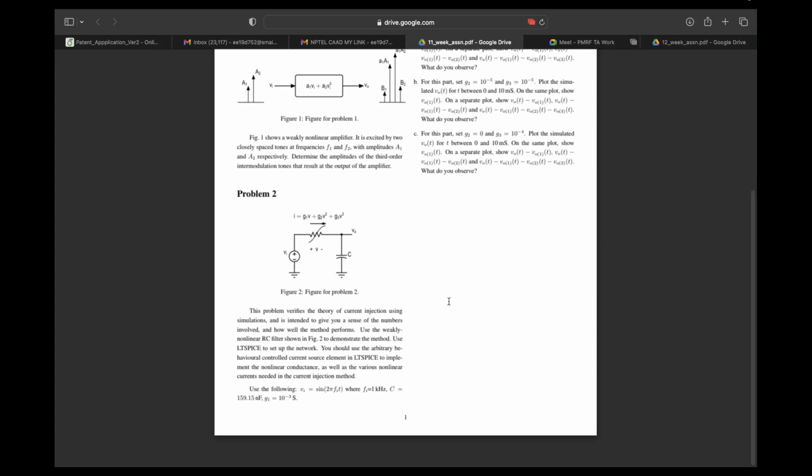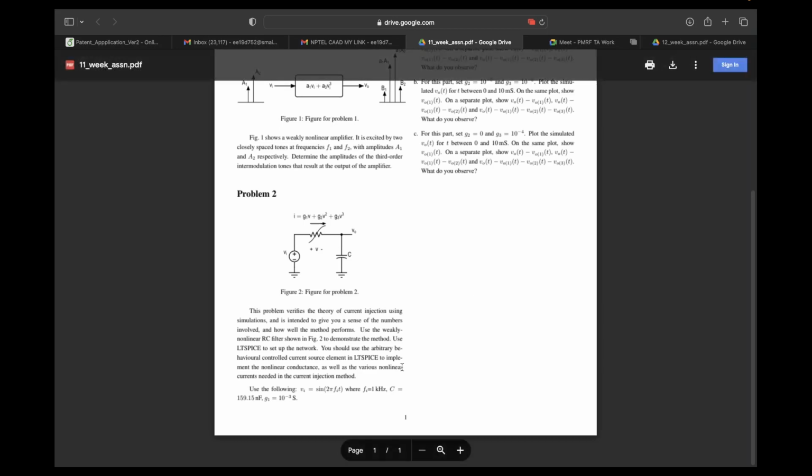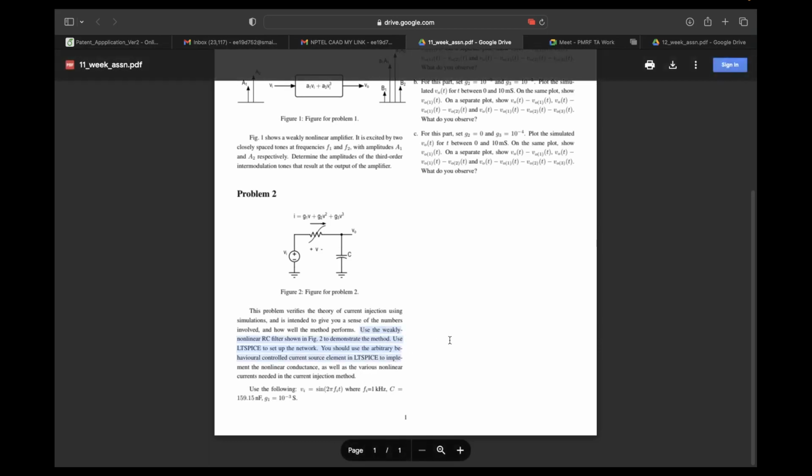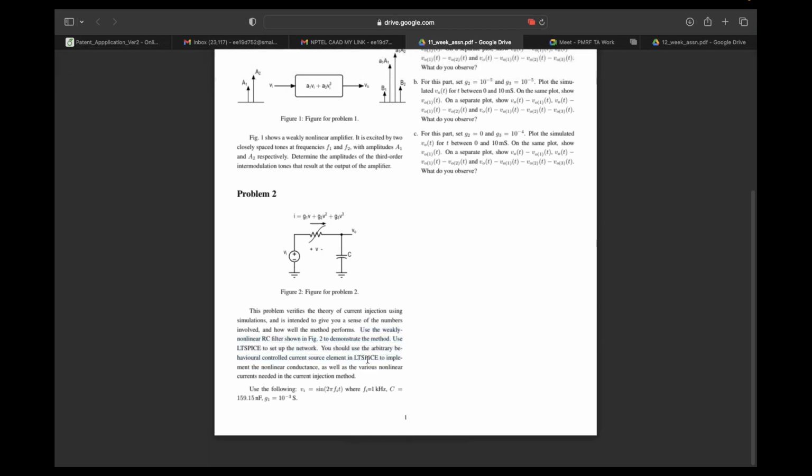This problem verifies the theory of current injection using simulations, and is intended to give you a sense of the numbers involved, how well the method performs. Use the weakly nonlinear RC filter in figure 2 to demonstrate the method. Use LTspice to set up the network. You should use arbitrary behavioral sources, an element of LTspice.